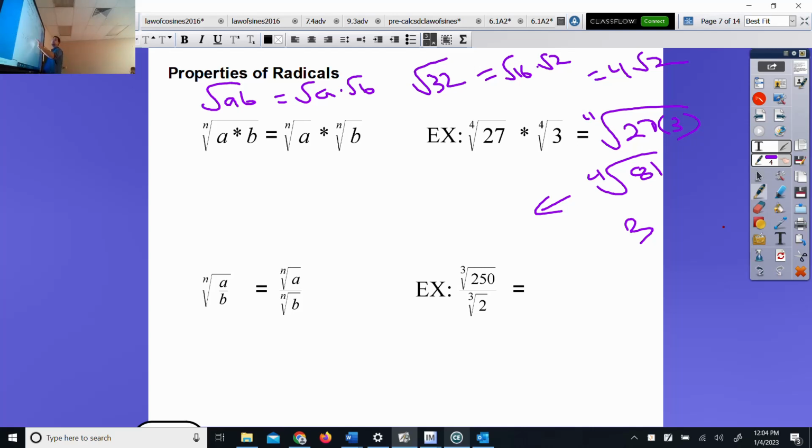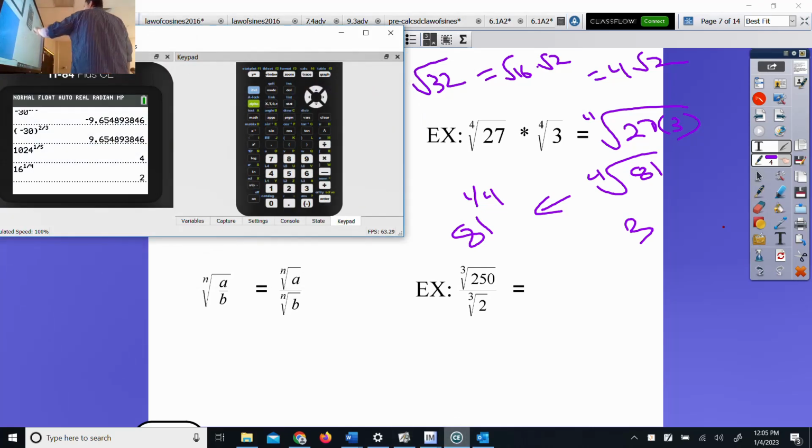81 to the 1/4. That's for you, okay? If you didn't know what it was, that's how you figure it out. Take 81 and you raise it to that 1/4 power. I have no idea what I just typed in there, but it wasn't what I wanted. 3. So if you can't do it in your head, you're going to have to figure out the rule.